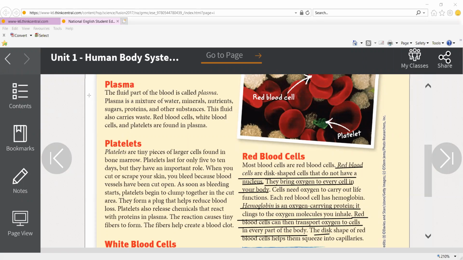Now, I told you that the fluid part is called plasma. Usually it's yellow in color. What is plasma? A mixture of water, minerals, nutrients, sugar, proteins, and other substances. They also carry waste. That's it.